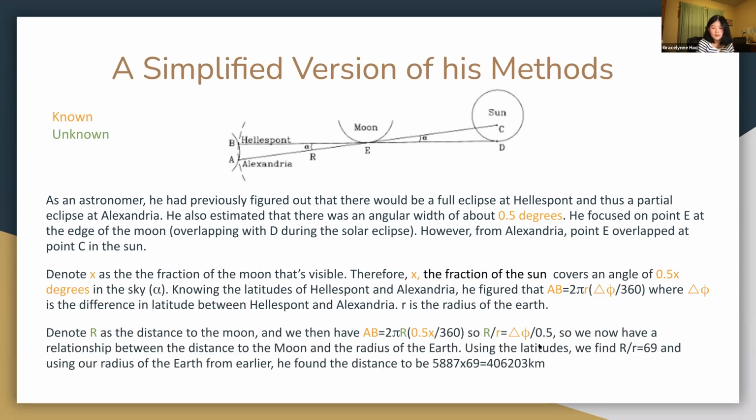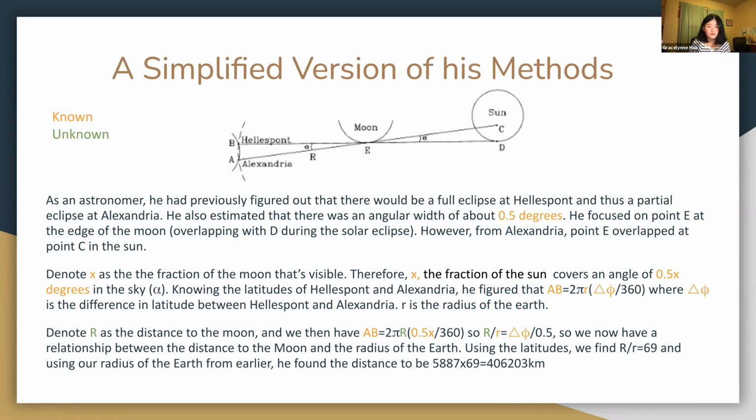okay, so now we denote again capital R as the distance to the moon. And of course, this r is different from the last r we used in the other problem. So then we can write that AB is equal to 2 pi capital R times 0.5x, which again is the fraction of the sun that covers whatever degrees in the sky, over 360.